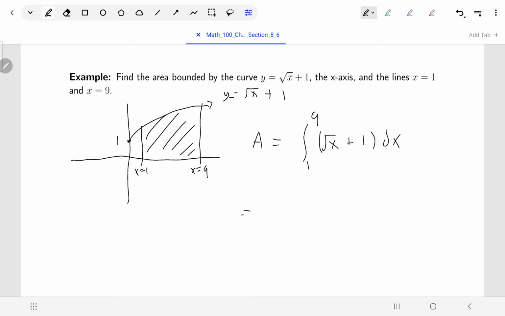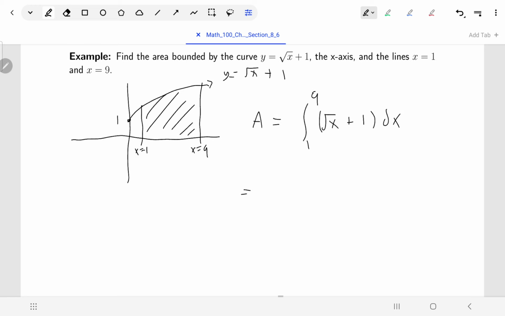And now I know how to find this. I don't need to do any Riemann sums or any sort of business there. I can go ahead and use my fundamental theorem of calculus, which says first find any antiderivative. So for x to the 1/2, it's x to the 1/2 plus 1, which is 3/2. Divide by 3/2, plus x. And then we'll evaluate that between x equals 1 and x equals 9.